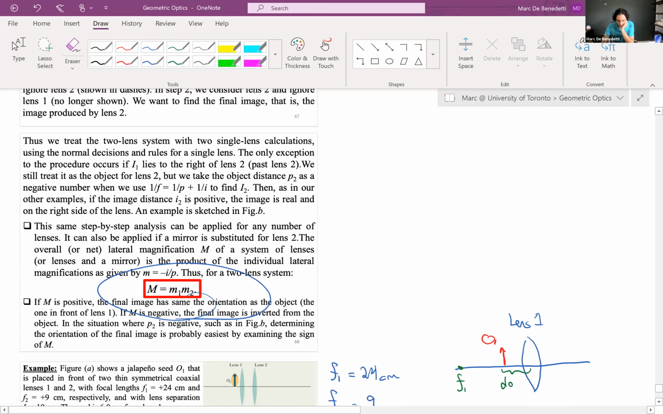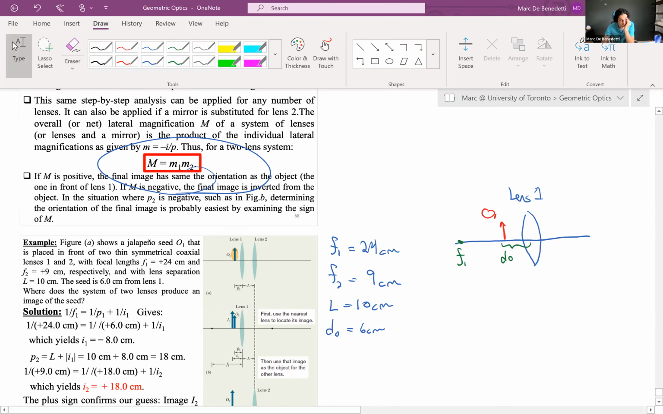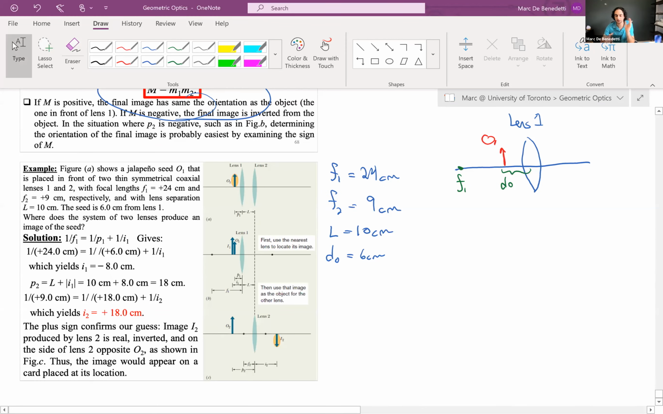Even if you didn't see that, you could just mathematically figure that out using the thin lens equation, but it's always good to have an understanding of what the answer should roughly be ahead of time. It's what we call a sanity check. It's to make sure that you didn't forget a negative sign somewhere or something like that.